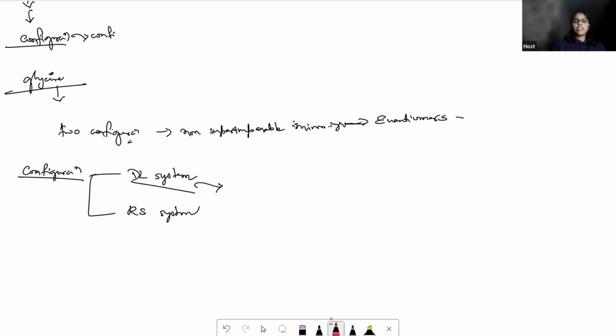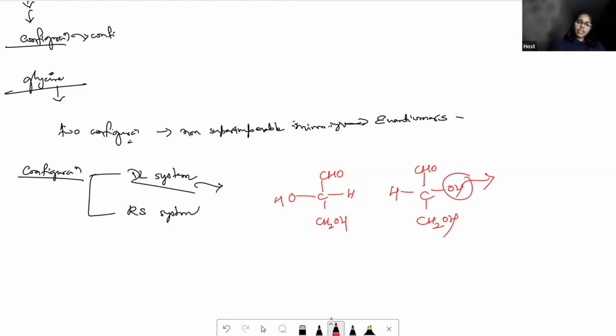The DL system is simple, you have already seen it. It is just like glyceraldehyde. In glyceraldehyde, you have an aldehyde group, an OH group, and a CH2OH group. So glyceraldehyde can exist in two configurations. If the OH group lies to the right, it is called D-glyceraldehyde. If the OH exists on the left, it is called L-glyceraldehyde.